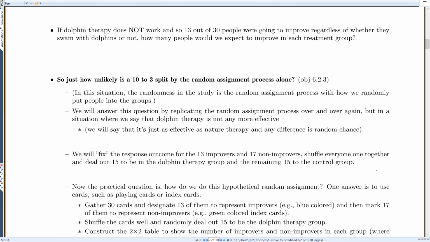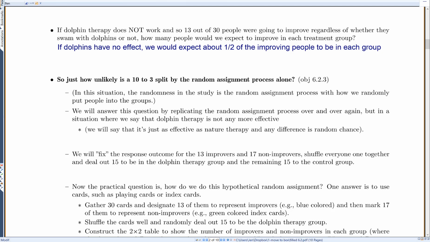So let's think about this. If dolphin therapy does not work, and so 13 out of 30 people were going to improve regardless of whether they swam with dolphins or not, how many people would you expect to improve in each treatment group? Well, if dolphins have nothing to do with it, you would expect about half the people in each group. So if you're expecting about half of the improving people to be in each group, that would be like 6 or 7 people to improve in each group, since you can't actually have half a person.